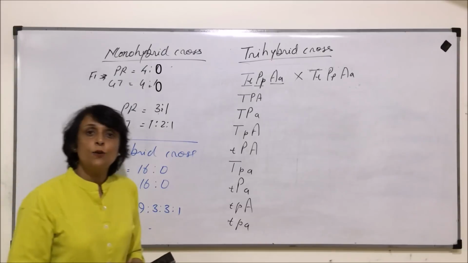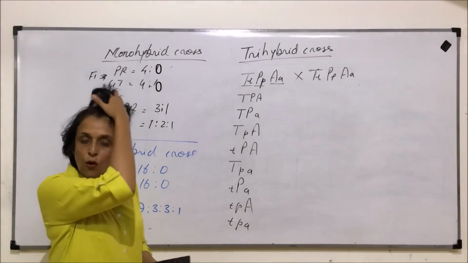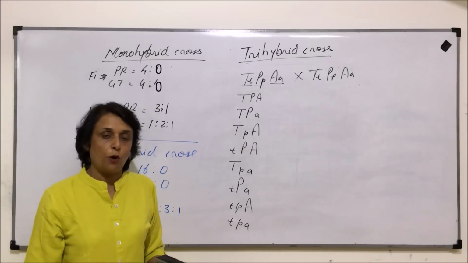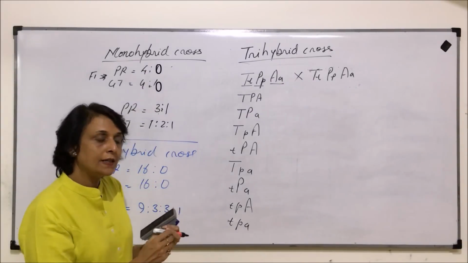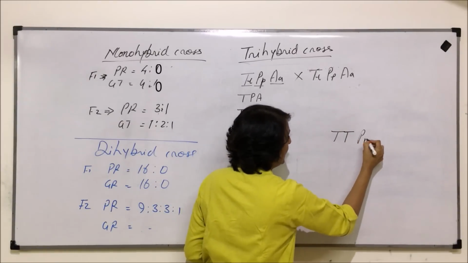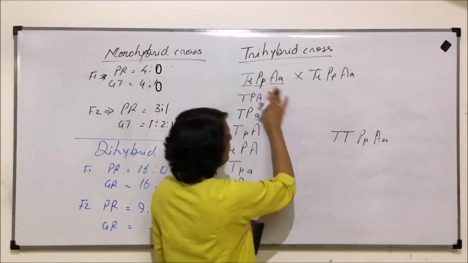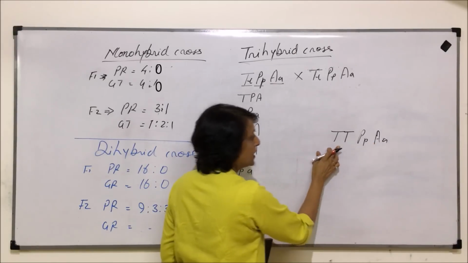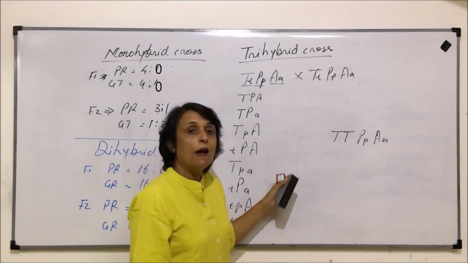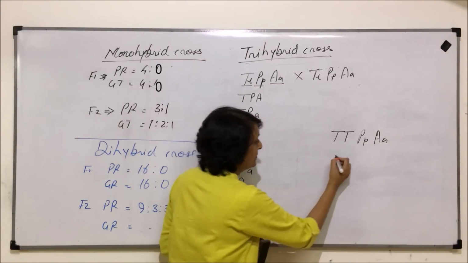Many a time they ask questions on the basis of the genotype: how many types of gametes are possible? I'll give you a short example here. Suppose we talk of T, T, P and A. This is a variation from this. Here it is homozygous for all but hetero for these two. So how many types of gametes are possible?